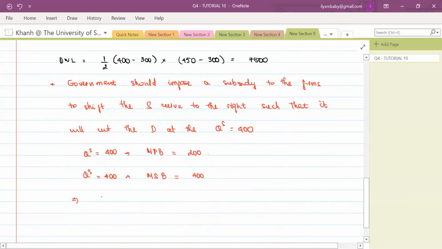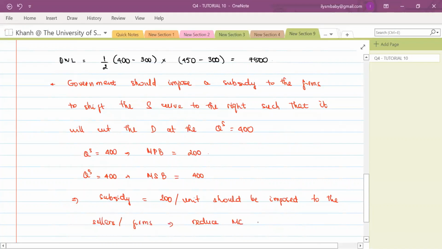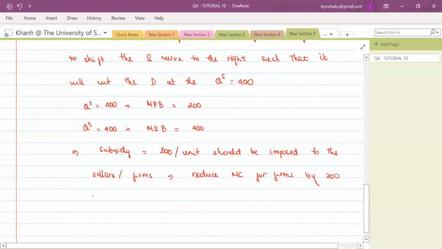Okay, so the subsidy, up to 200 per unit, should be imposed, or should be given to the sellers, or to the firms. So then that is going to reduce the marginal cost for the firms by 200. Okay, so therefore it's going to shift the supply curve downward, in a parallel manner, by 200.